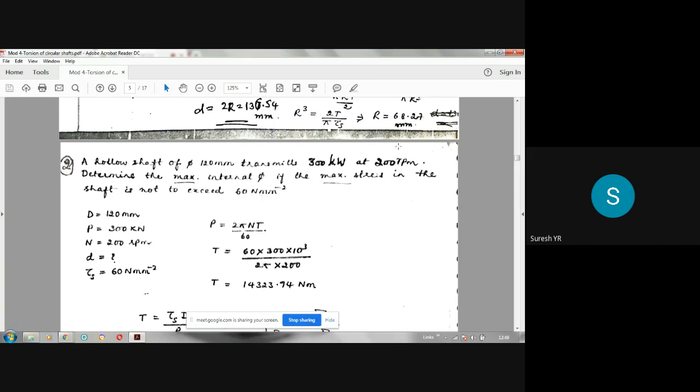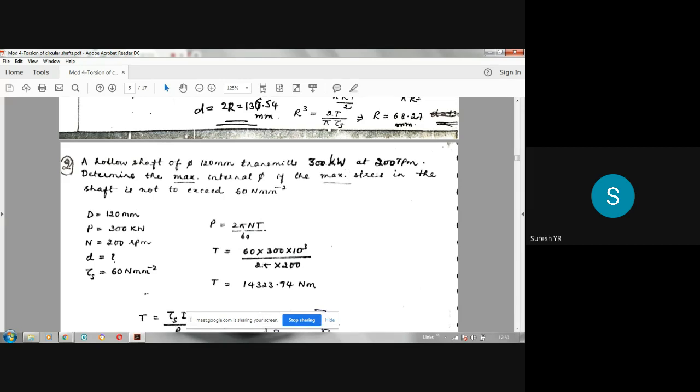Here he has given power, 300 kilowatt. Instead of giving torque, he has given power itself. So this is the data given. Capital D, the outer or external diameter, is 120 mm. N is 200 rpm. Then this P is not there, please remove it. It's a mistake here. Capital D is the external diameter, 120 mm.